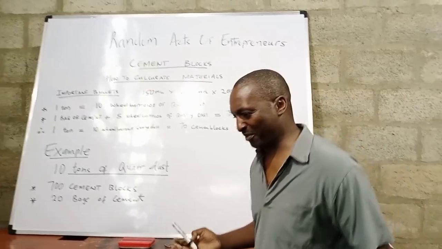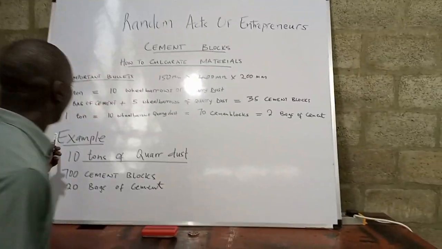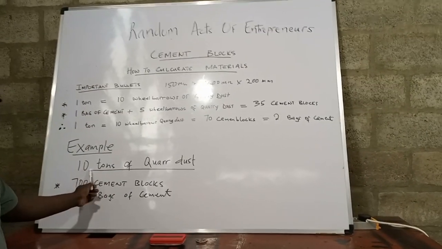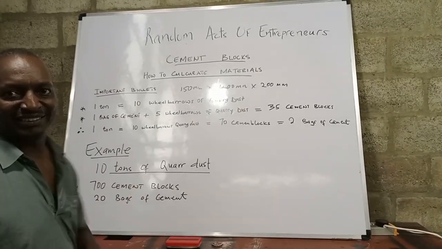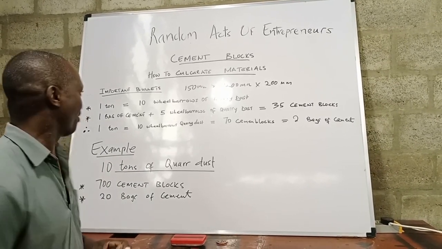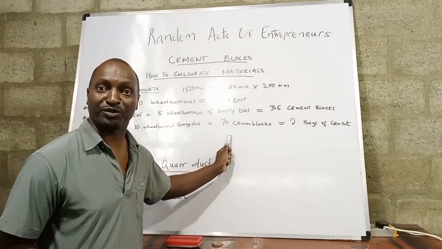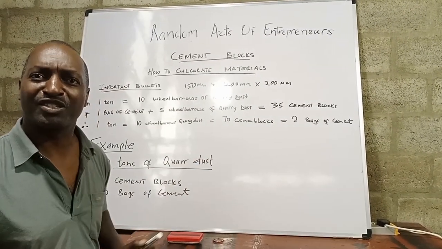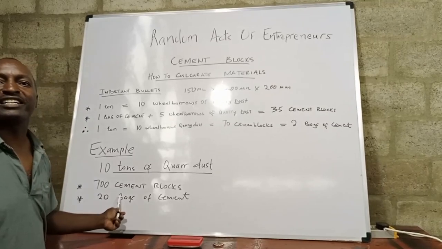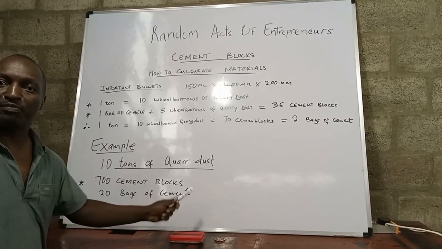So if somebody says to you, I have got 10 tons of quarry dust, so how many cement blocks am I going to produce? So we know already, on only 1 ton that is going to be 70 cement blocks. So if it's 10 of them, how many is it going to be? It's going to be 700 cement blocks. So you're going to produce 700 cement blocks.